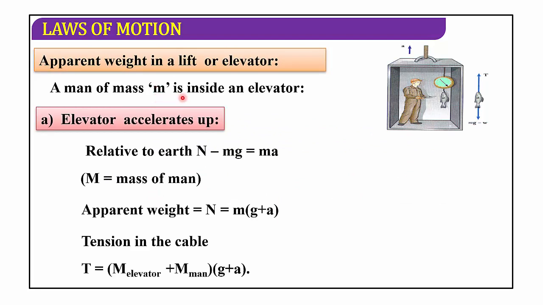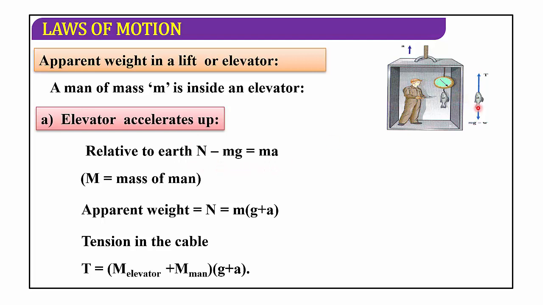A man of mass M is inside the elevator. The first point: if that elevator accelerates in upward direction, how to write the equation? A man is inside the elevator, and the elevator is moving in upward direction. Then this is relative to earth, so we can write the equation N minus mg is equal to ma.